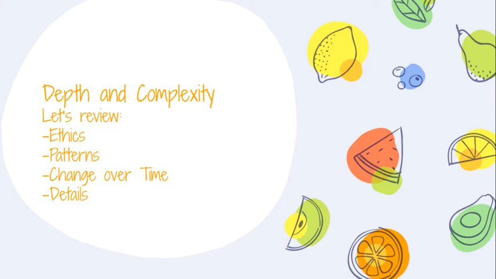All right, so depth and complexity. Let's review ethics, patterns, changes over time, and details. So ethics means like right versus wrong. When you see a character making either a good decision or a bad decision, that's ethics. Patterns are things that happen over and over again in a story. Change over time is basically how the story changes over time, and then details we understand from main idea and details are small parts of the story that are important.